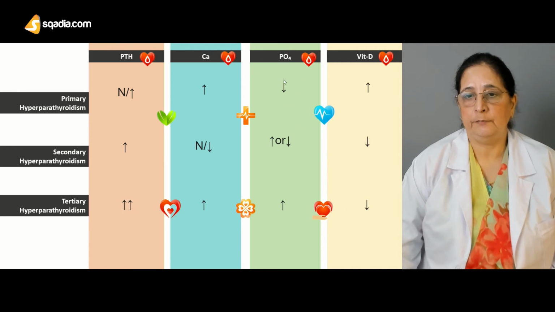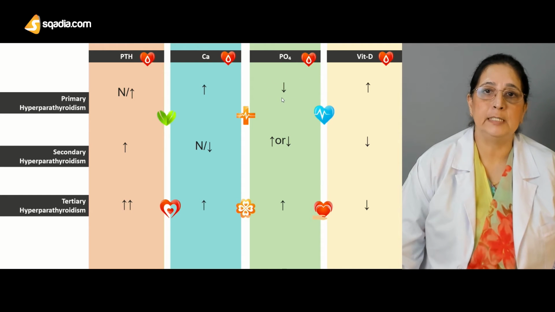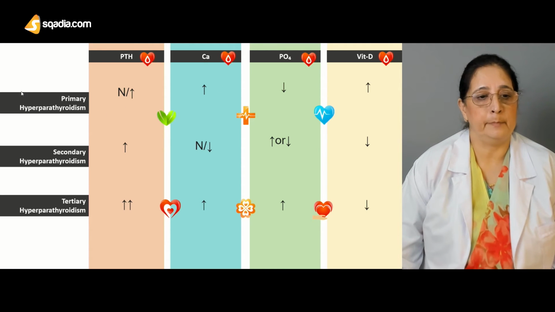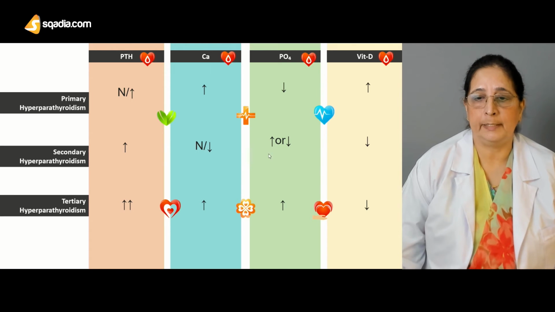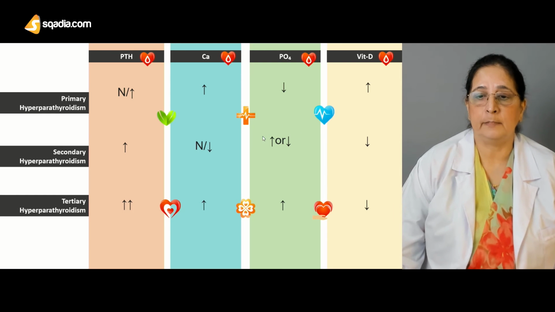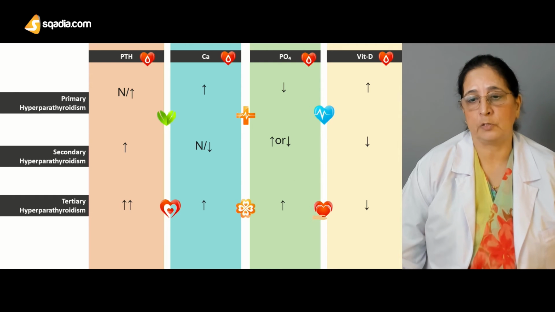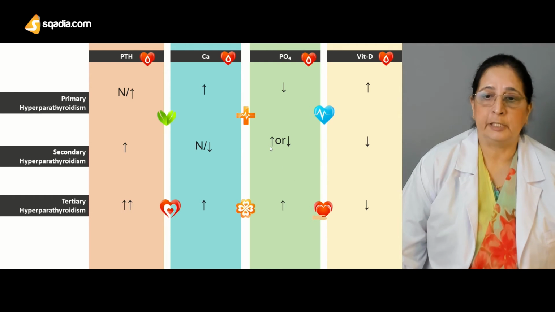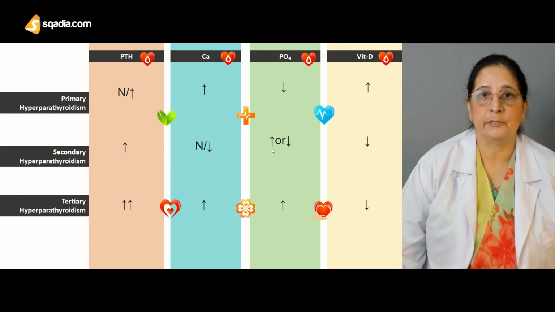So if we see the phosphate in primary hyperparathyroidism, phosphate is decreased because of excretion from the kidneys. The level is decreased in the primary hyperparathyroidism. But in secondary hyperparathyroidism, again, it depends on the cause of secondary hyperparathyroidism. If it's affecting the kidneys and it's causing more excretion of the phosphate, then we have a decreased level. If the kidneys are not involved, or if the kidneys are not excreting the phosphate properly, then the level is increased.